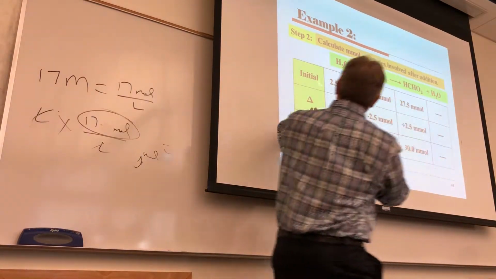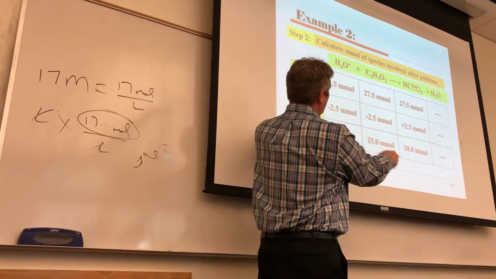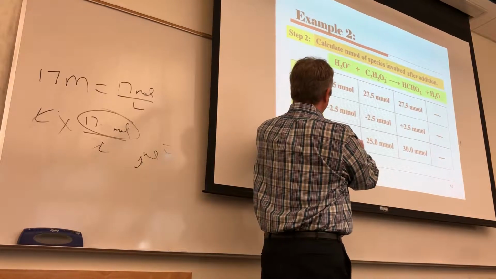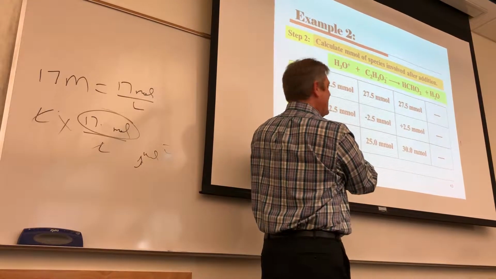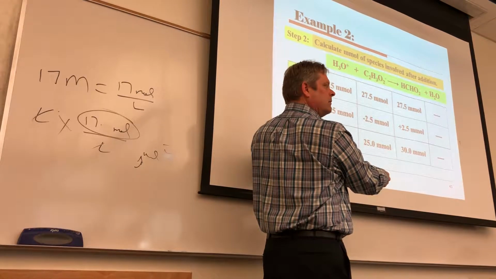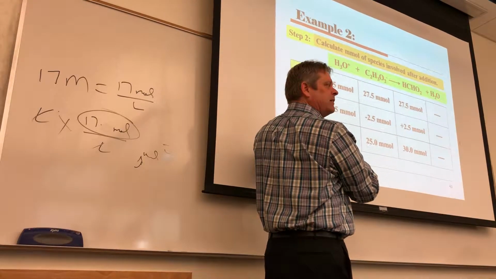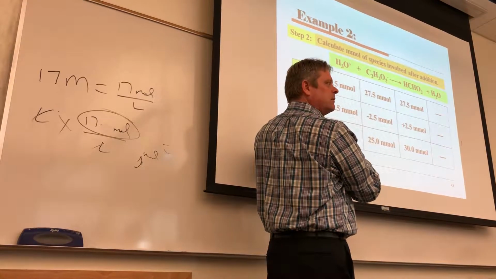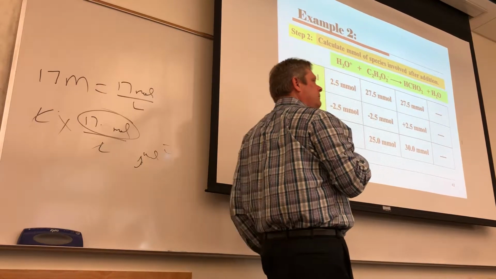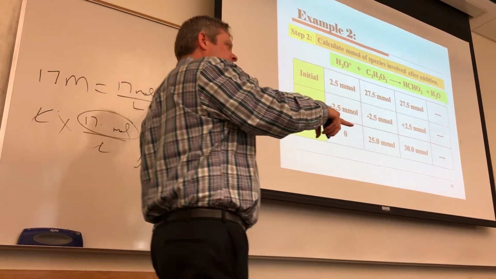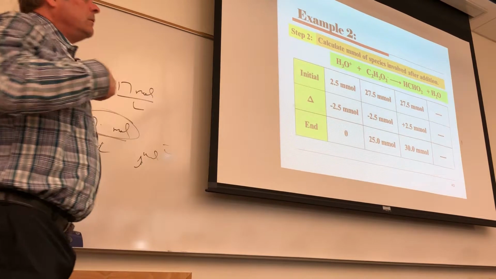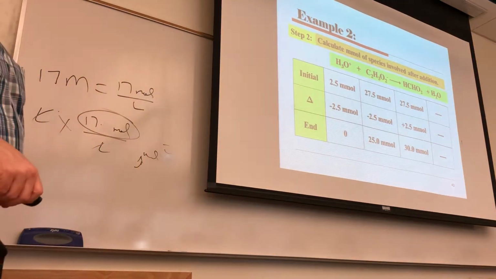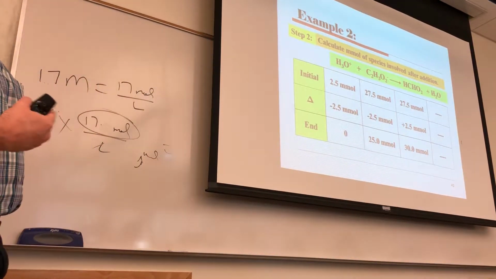Yeah, this would be initial, and this is the initial amount. This is the change in amount. This is the end amount. It's not the equilibrium amount, the end amount. I think that's what my question was. Is that we're neutralizing something, so we're going all the way to the end here.